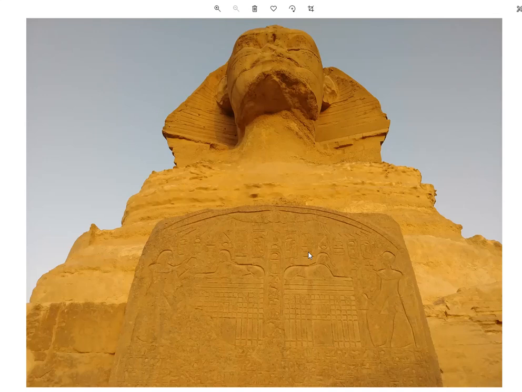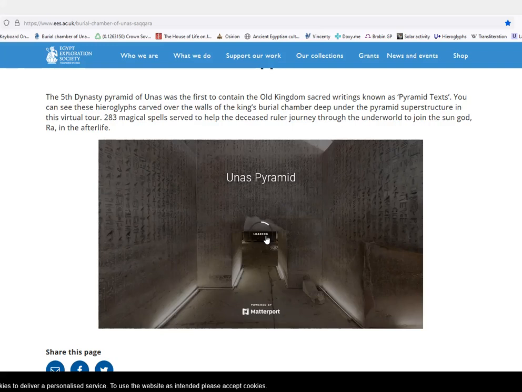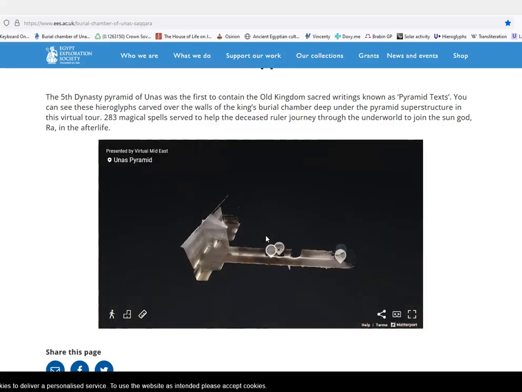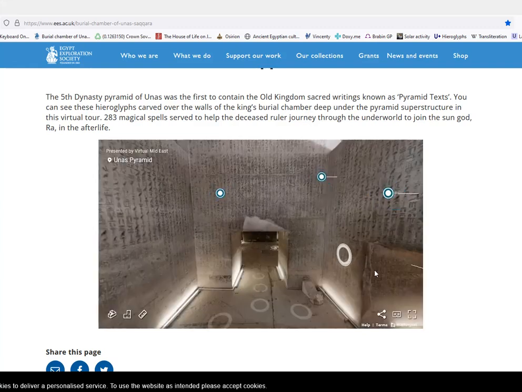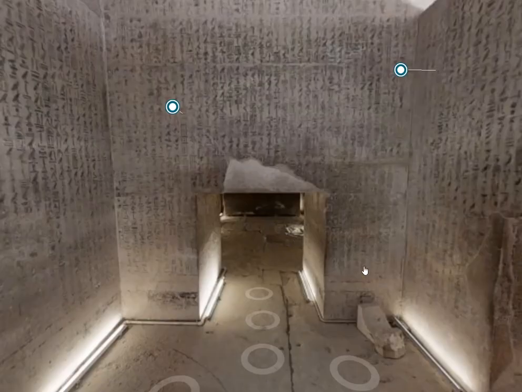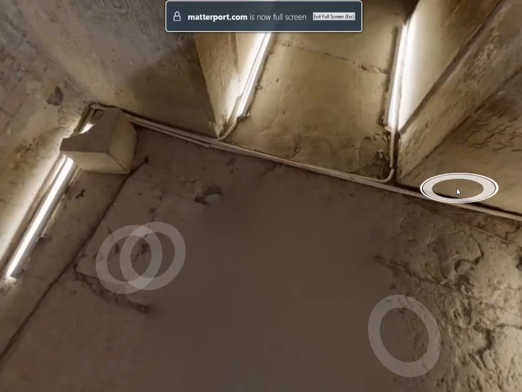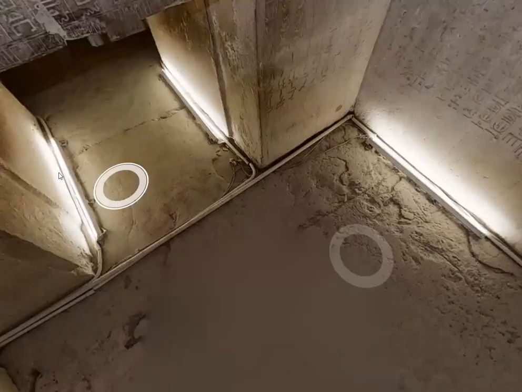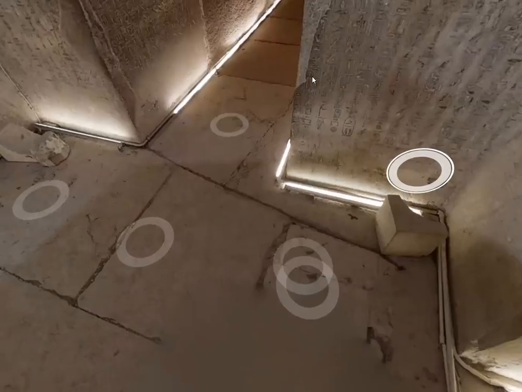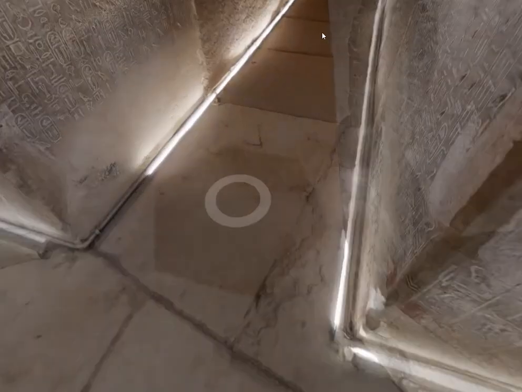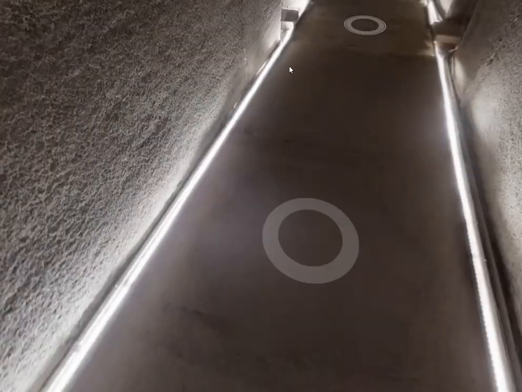Today, I want to focus on a different wall inside the Pyramid of Unas. And this wall is on the south side of the antechamber. So let me take you back to virtual Unas so you can see where this wall is. And what we're going to do is go back to coming from the entry, just to get oriented.